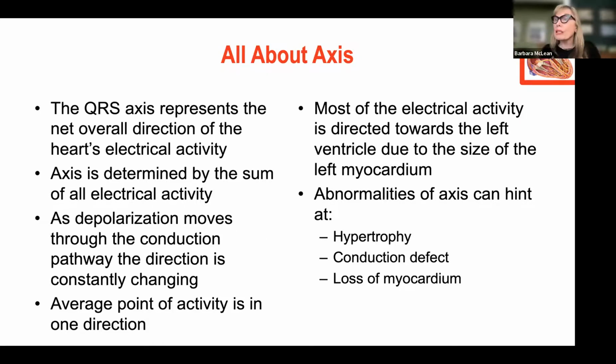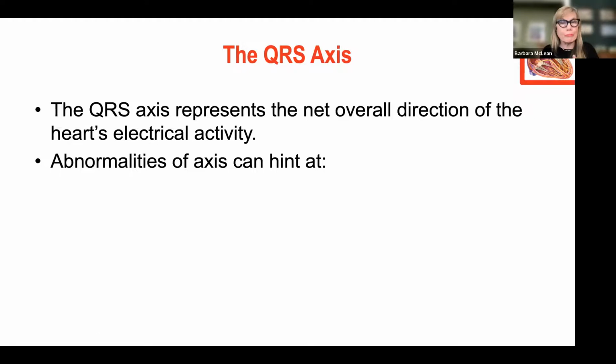So the thing is, you can memorize all the lists you want, but if you understand a big heart takes more current, a deficit in your bundles delays the time of activation, and loss of myocardium, dead myocardium doesn't depolarize. That's it. Big heart, slow conduction, dead myocardium doesn't depolarize. That's why you get an axis deviation.